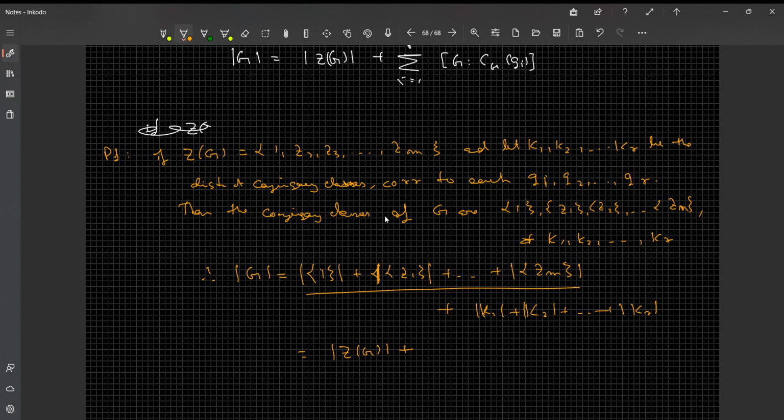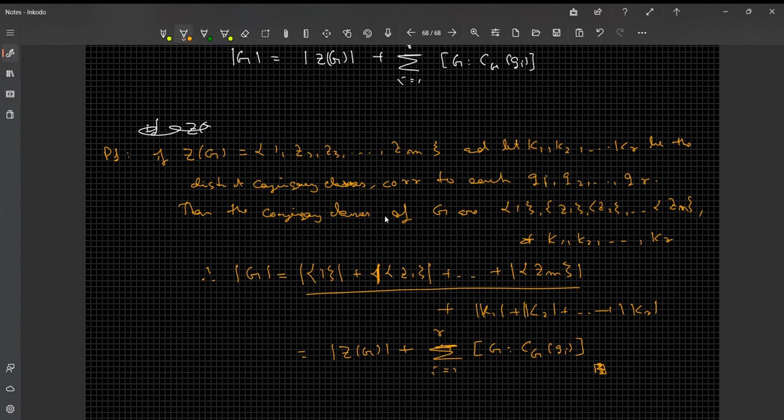And we know that the order of a conjugacy class is nothing but the index of the centralizer of its representative in G. So this is summation over i equals 1 to r, the index of the centralizer of the representative of each of these. The previous proposition was this only, right? This is the centralizer of Gi, right? And this is the class equation which you wanted to prove. Clear?